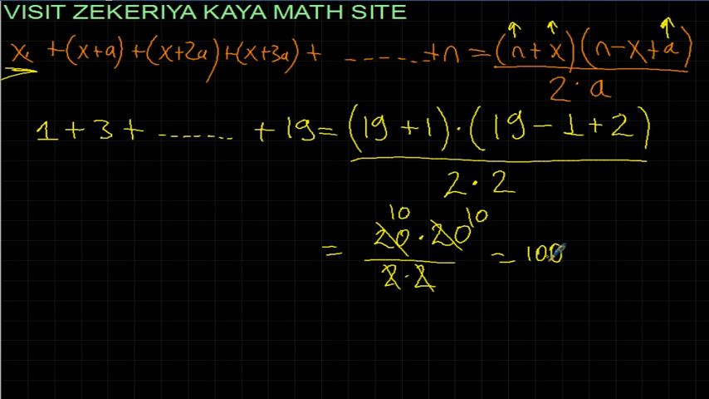2 times 2, 4. Then we simplify 20 by 4, 5. The other 20 by 4, 5.